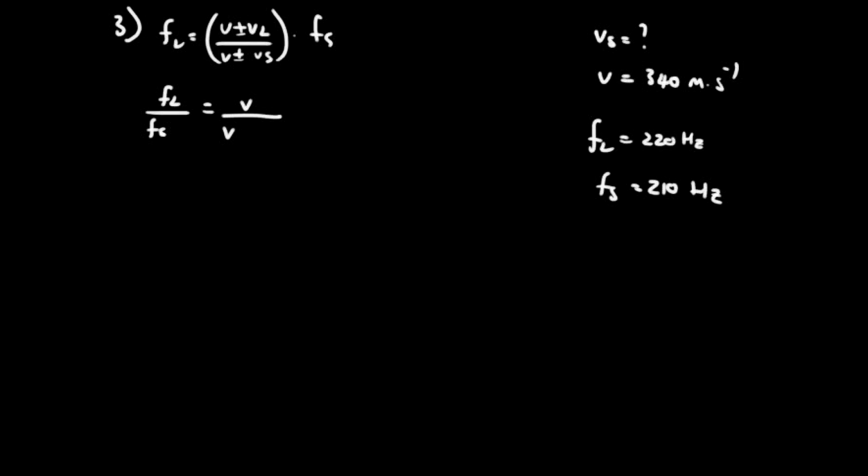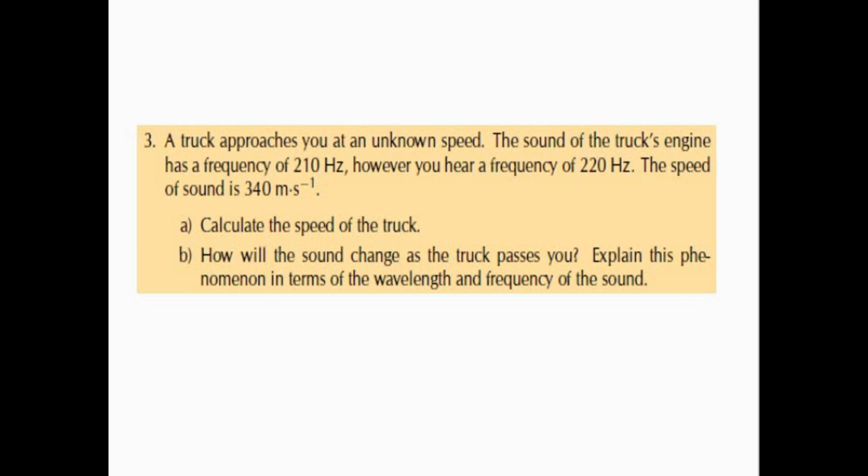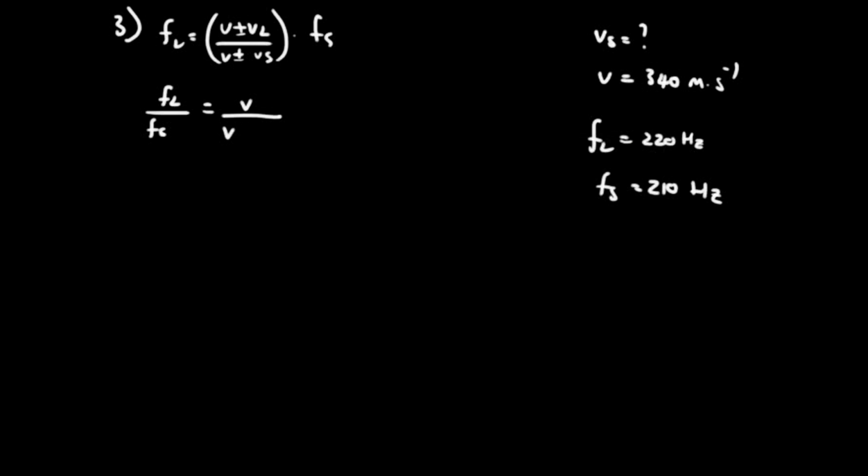Alright, let's have a look at the question. The truck approaches you, and when the source moves towards the listener, that means it's a negative speed. So therefore it's minus Vs. Now this is our unknown. So we have to rearrange our formula.